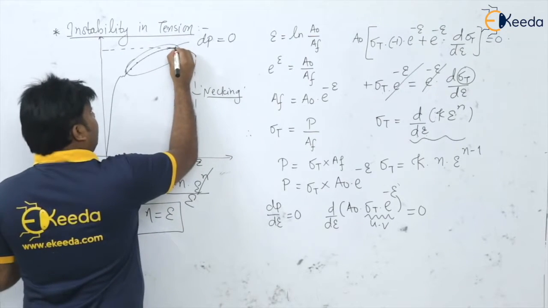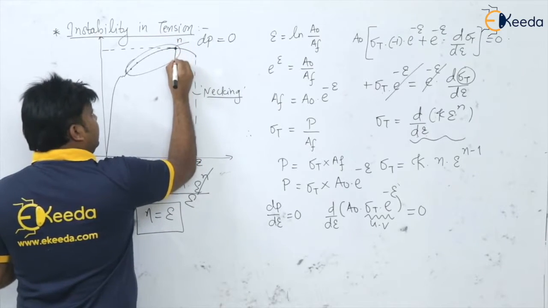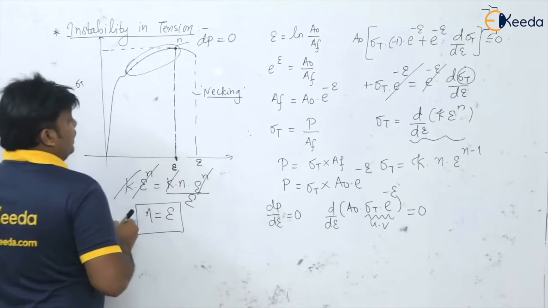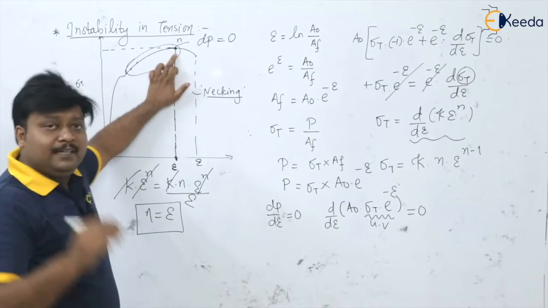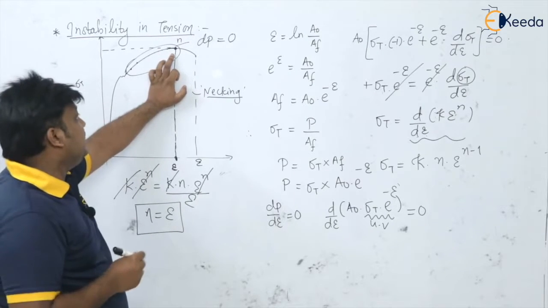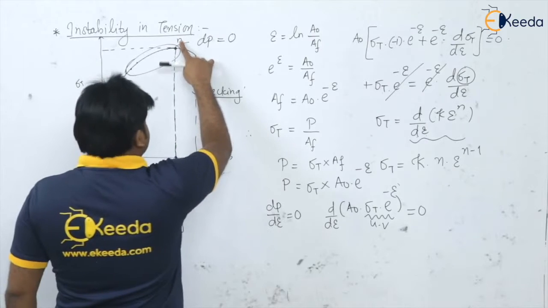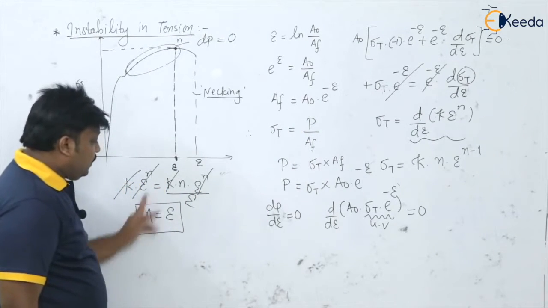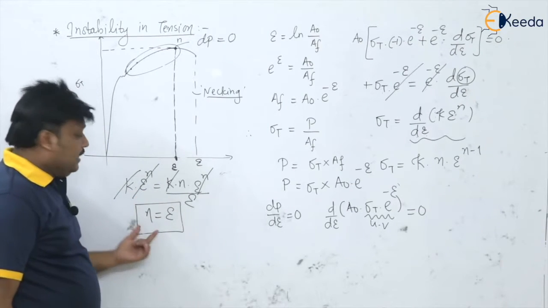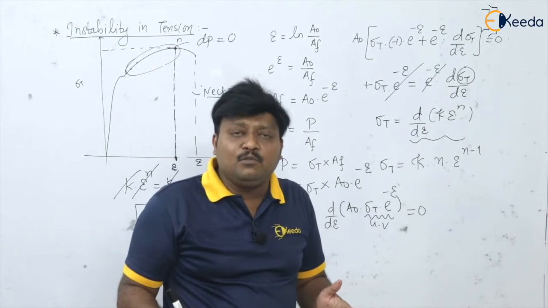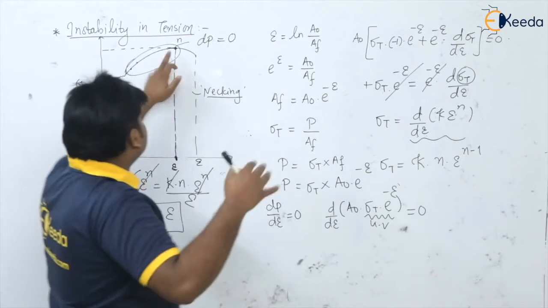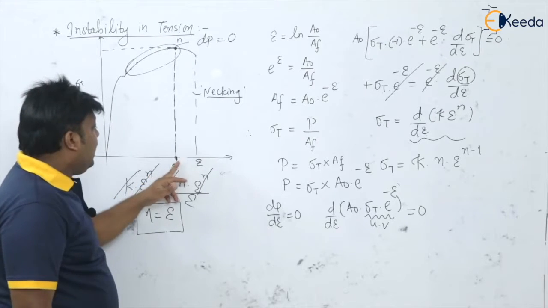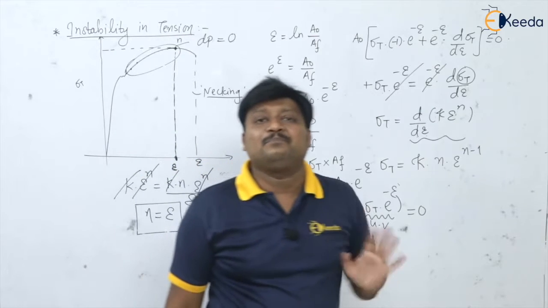So see here, the value of this strain hardening exponent n will give you the value of this epsilon at the maximum loading condition, at maximum stress, or at the necking condition in the stress strain curve. The strain hardening exponent n and the true strain are the same. Please, very important: whenever in a numerical they mention at the maximum load, at the necking condition, at the ultimate strength, n becomes epsilon. The strain hardening exponent and the true strain value are the same. Very important.